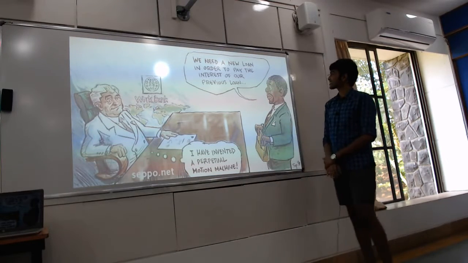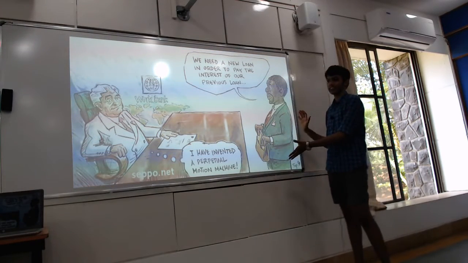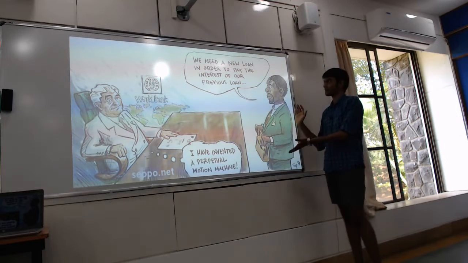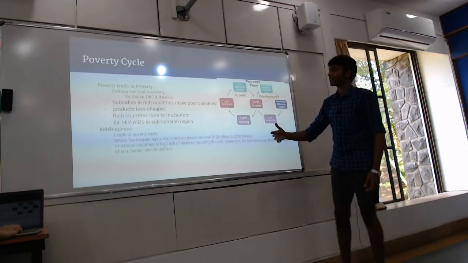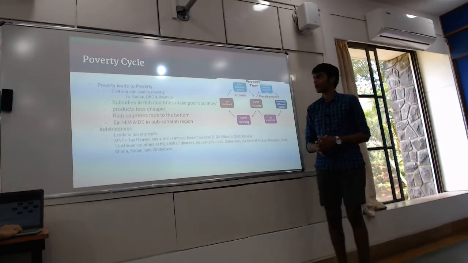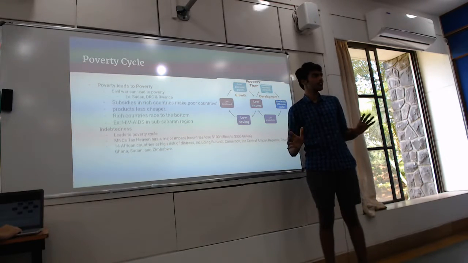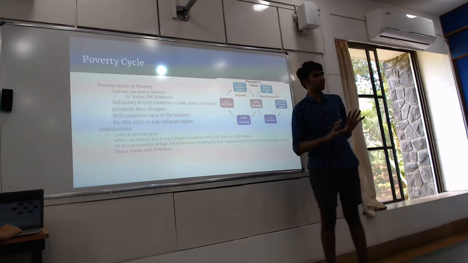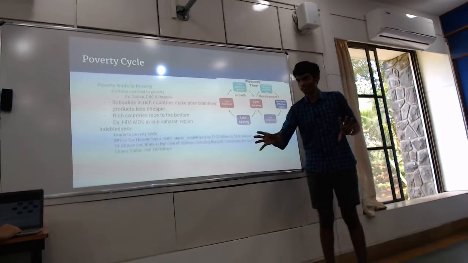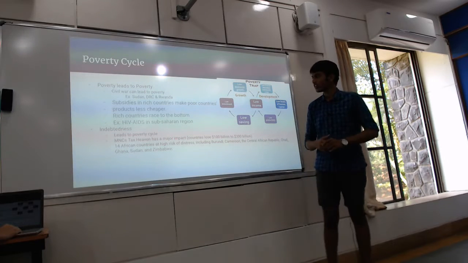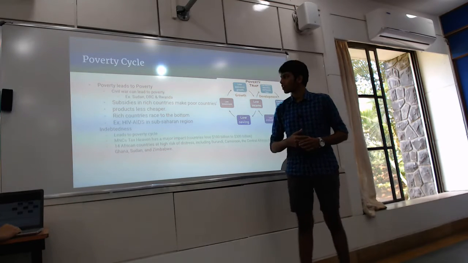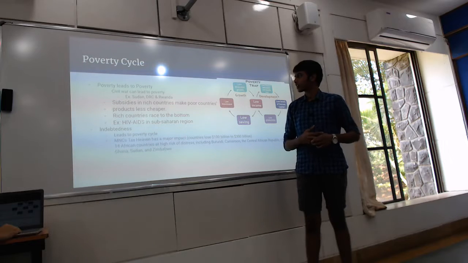So yeah, this is basically the poverty trap, or the poverty cycle. So what is the poverty cycle? In simple words, the poverty cycle is basically poverty leading to more poverty. There are different factors that push a country into this poverty cycle. One of them is civil war. So we have Sudan, DRC, and Rwanda.